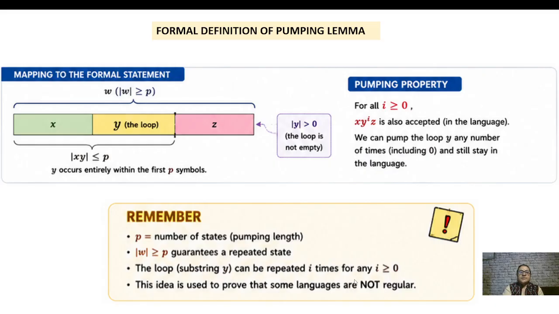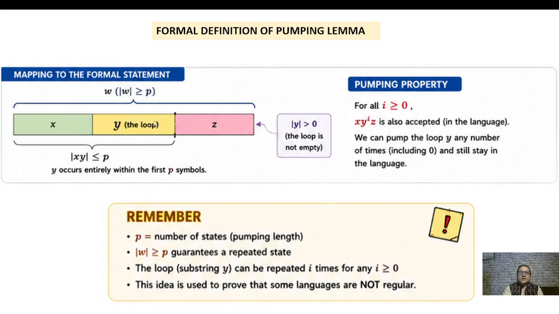First, the length of xy is less than or equal to p. What does this mean? The loop must appear within the first p states. Why? Because before reading p symbols, the DFA has already visited enough states that one must repeat. Secondly, the length of y should be greater than 0. The loop cannot be empty, otherwise there is nothing to pump.